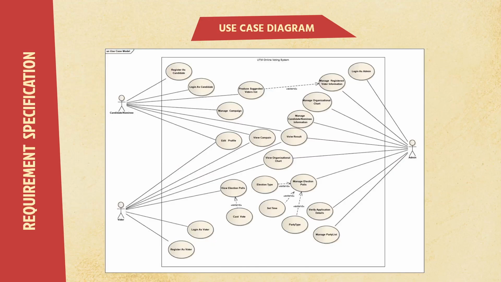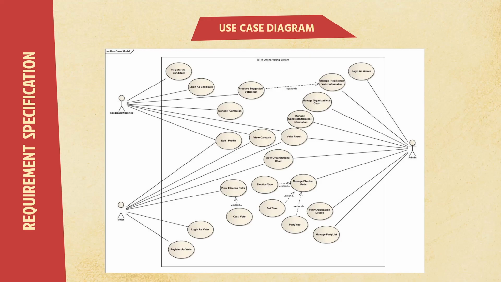So next is the requirements specification. This is the use case diagram for the UTM online voting system. We can see there are a total of 3 stakeholders. The first stakeholder, the admin, can log in, manage registration, manage registered voter information, manage the organizational chart, manage candidate information, view the result of the election, manage the election pools, verify application details of the candidate, and manage the party list.